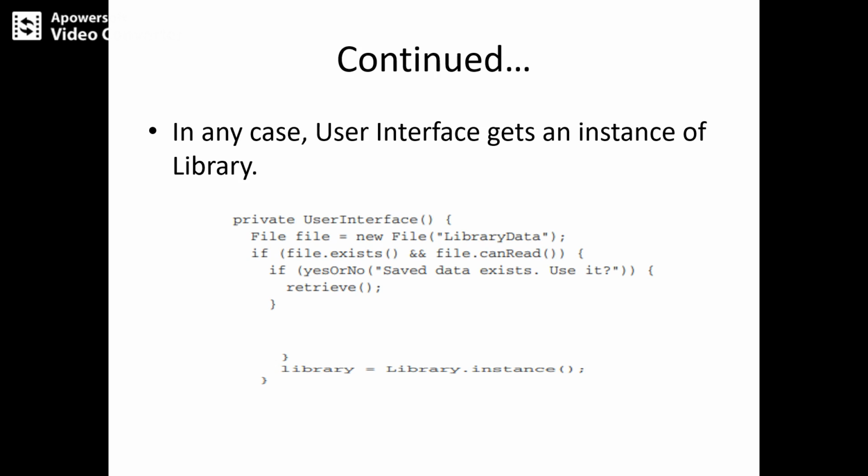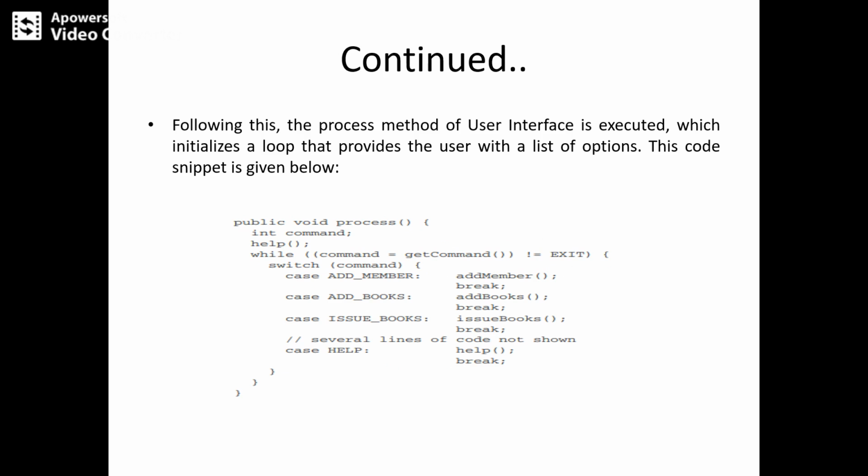Next we can go further with the communication and the design part. Following this process, the method of user interface is executed, which provides the user with a list of options. The code snippet is given below. So now we need to talk about the code snippet. Whenever the user interface is executed, it initializes a loop which provides the user with the options. Here the first one is public static void process.